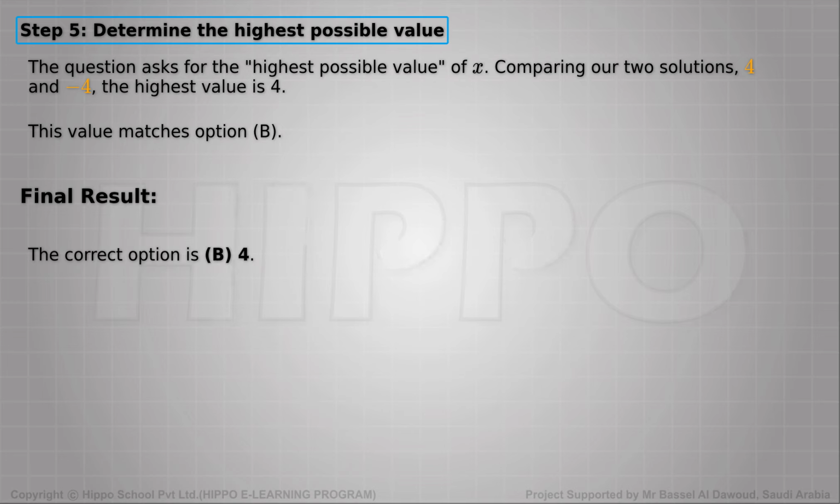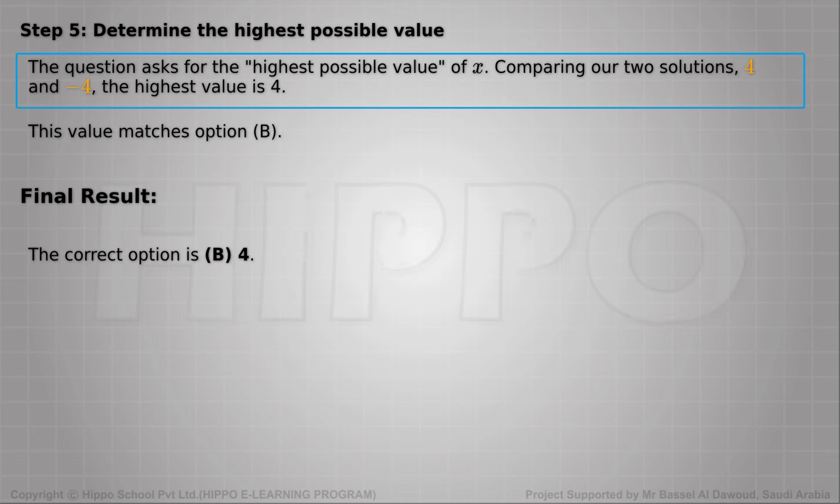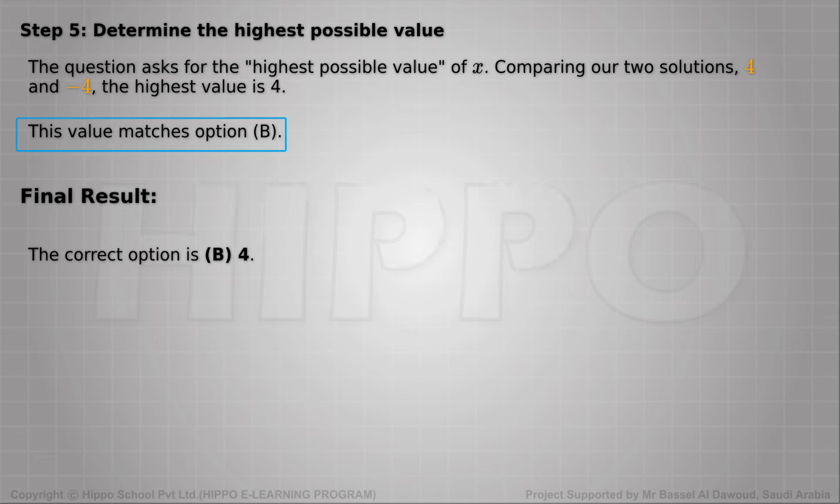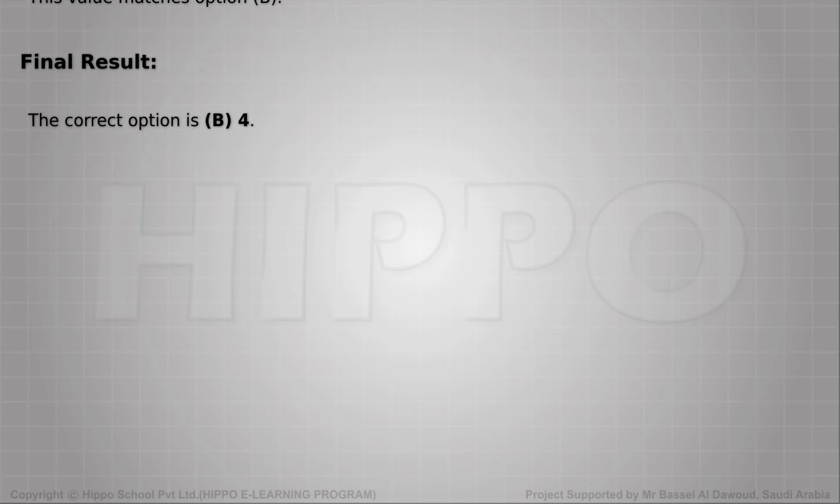Let's go back and read the question carefully. It asks for the highest possible value of x. This is a common trick on the SAT, so always pay attention to words like highest, lowest, positive, or negative. When we compare our two solutions, 4 and negative 4, it's clear that 4 is the higher value. This corresponds to option B in our list of choices. So, to wrap things up, the highest possible value for x is 4, which is option B.